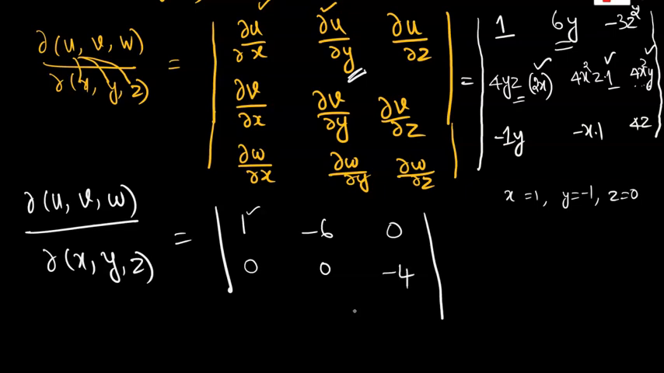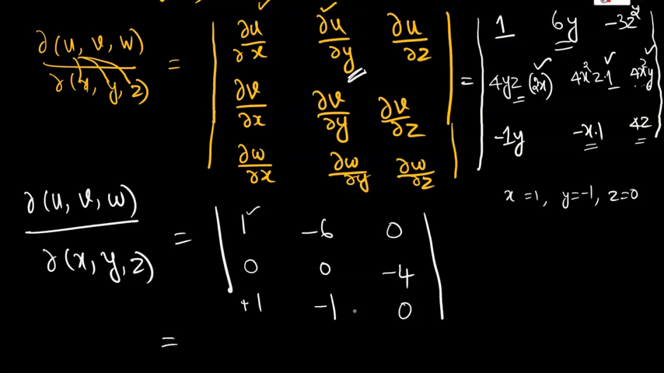And the last row, minus 1y. So y, if I substitute minus 1, minus and minus will become plus 1. And what will happen to the next term? X, if you substitute plus 1, already minus 1 into plus 1, minus 1. And the last value, very good for us, z is 0. Now it is just solving a 3 cross 3 determinant.